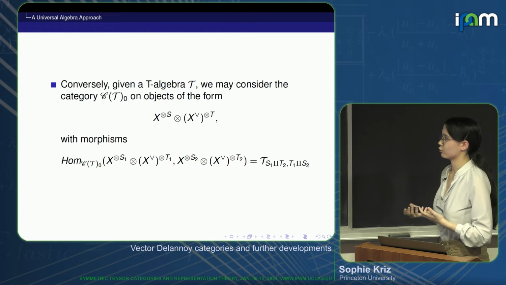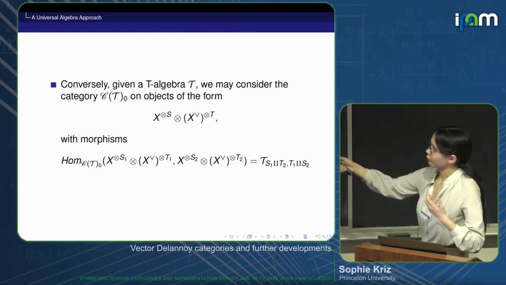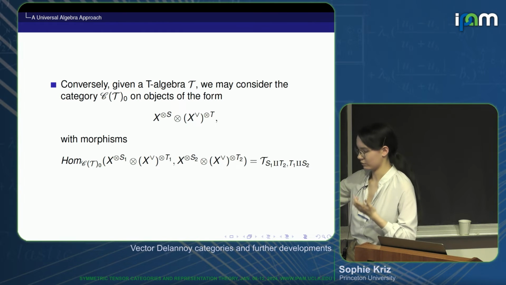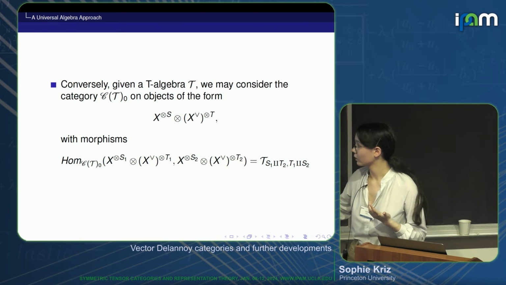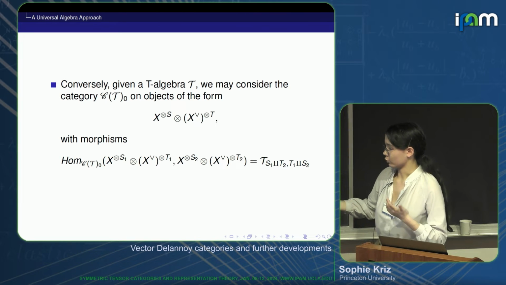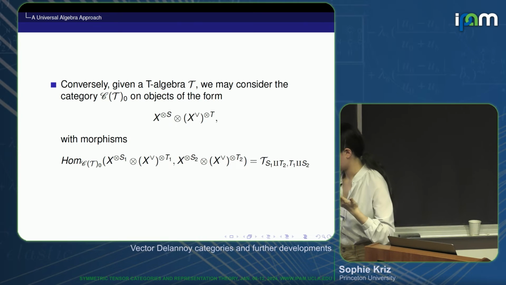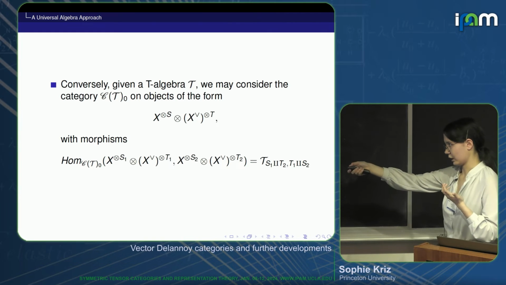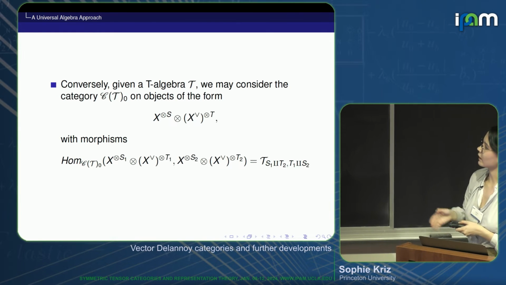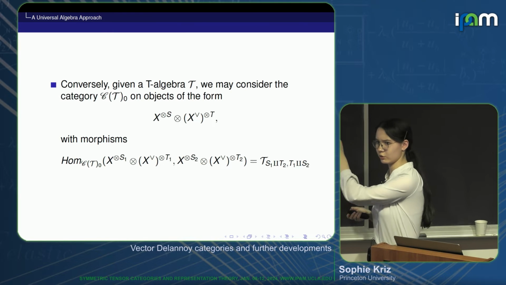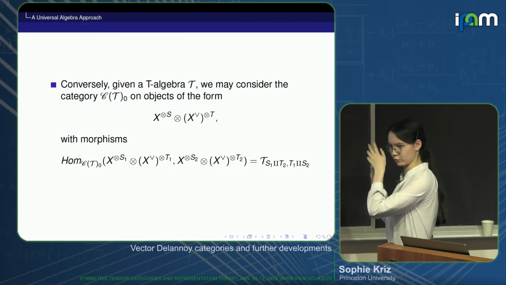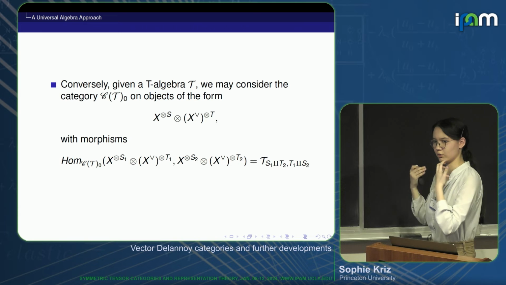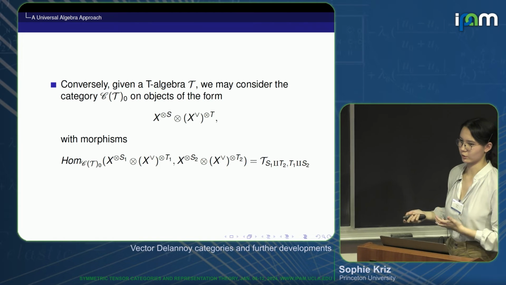But conversely, if we're given a T-algebra, we can construct the category. We first construct this category C T 0, where we look at objects which are just of this form, x tensor to the s, tensor x dual tensor to the t, with morphisms where we just force a dual to act as a dual and take T of s, t to be morphisms from x tensor to the s to x tensor to the t. And then the conditions of a T-algebra will guarantee that this is indeed a category. And then we formally add direct sums, and we take this pseudo-abelian envelope to give us a quasi-pre-Tannakian category.